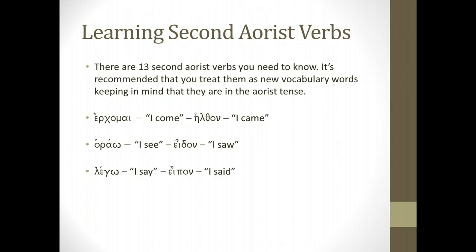So while you don't have any new endings to learn, you do need to learn 13 new vocabulary words that will only appear this way in the second aorist. You'll only see elthon, eidon, and eipon as second aorist verbs. They will always be that way as second aorist. Let's take a look at some of the other ones. Heurisko, which you know in the present tense means I find. When it enters the second aorist, it will become heuron, I found.